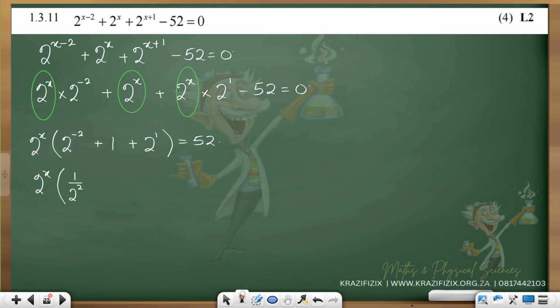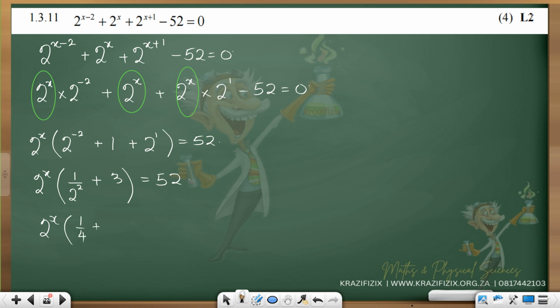1 over 2 squared. I'm using the laws of exponents. And 1 plus 2, can we just change it to 3? Let's learn without calculators. We only use it when necessary. All right, this is 2 to the power x.